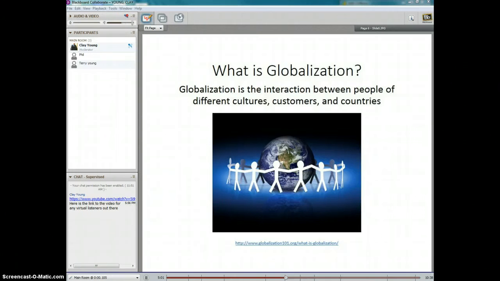What is globalization? Globalization is the interaction between people of different cultures, customs, and countries. Older generations were much more independent and self-sufficient. Now, in our economy, we rely on others to export and import to keep our economy growing. The reason this is important is because we need to communicate with different types of people across the world.